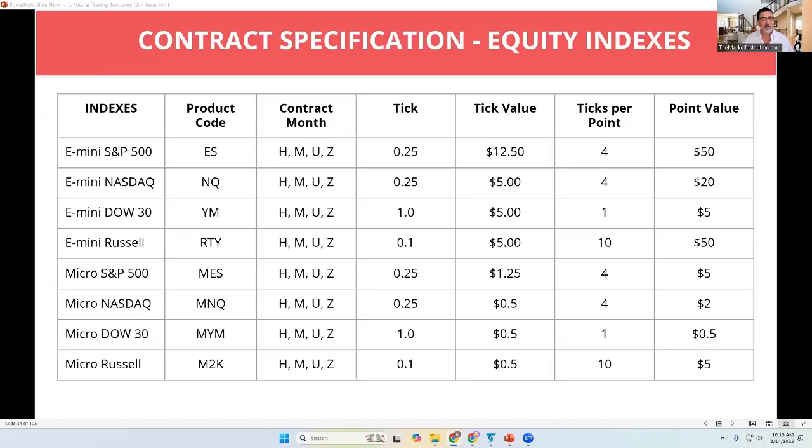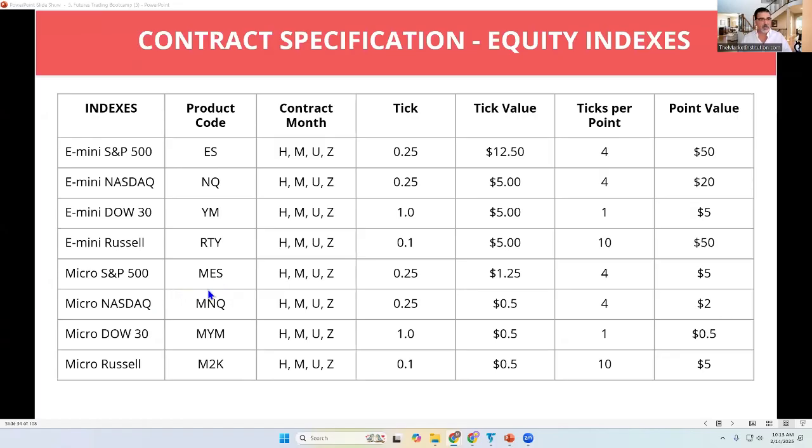So just a basic breakdown of some of the equity indexes. The mini futures contracts: E-mini S&P, NASDAQ, Dow, Russell. You can see the product code, the letters that we matched up with, and the contract months that they trade in every quarter: March, June, September, December. We also have the micros. You can see they have 3 ticker symbols.